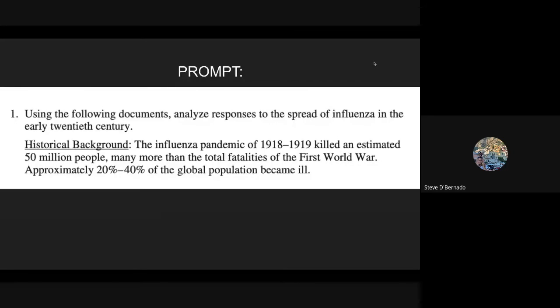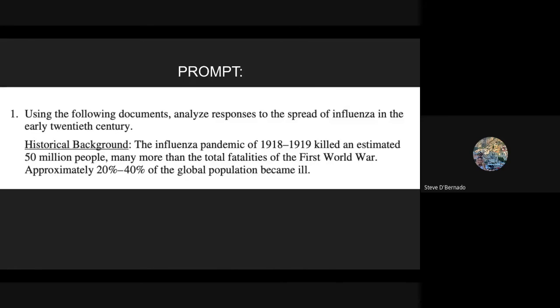Use the following documents, analyze the responses to the spread of influenza in the early 20th century. So it says analyze the responses. When it says responses, you know there are going to be multiple responses. It's probably going to be similar responses, different responses. You don't know, right? So you look at the historical background, but you're looking for responses.